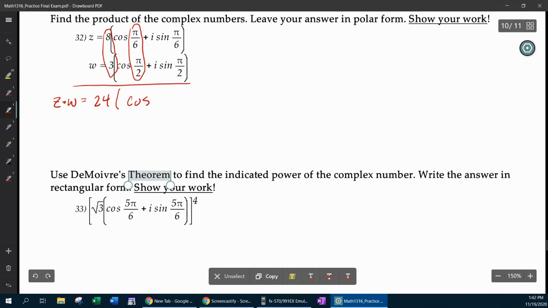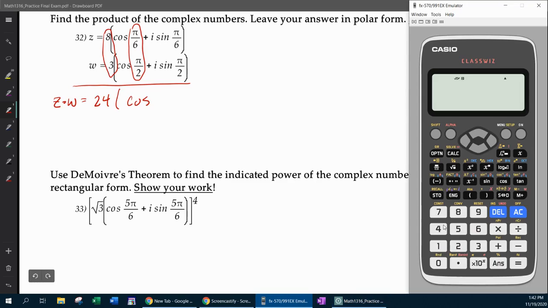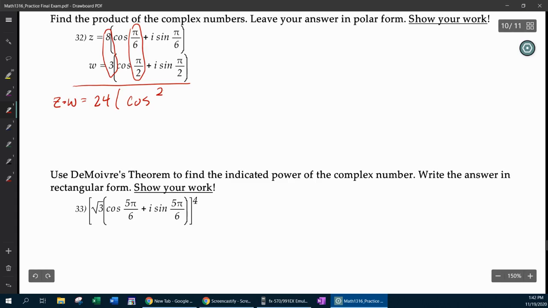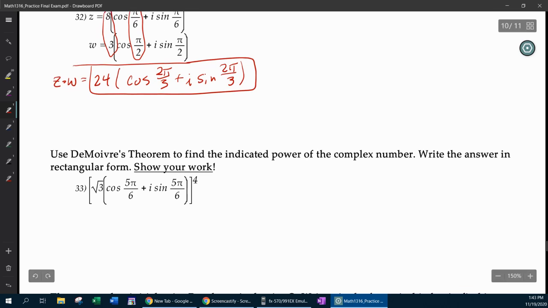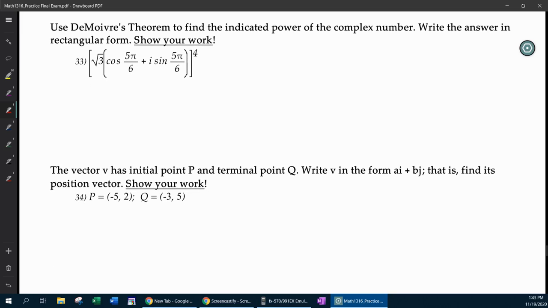Cosine of, and the angles need to get added. And the easiest way to add those angles is with the calculator. Now you can either put the pi or you can just put 1/6. I'm just going to do 1/6 plus 1/2, and then I'll add the pi's back in when I'm done. So that's going to be 2 pi over 3 added. 2 pi over 3 is my angle plus I sine of the same angle. And that is done. You can see there's just not a whole lot of work to show there. Next problem, find the indicated power of the complex number.